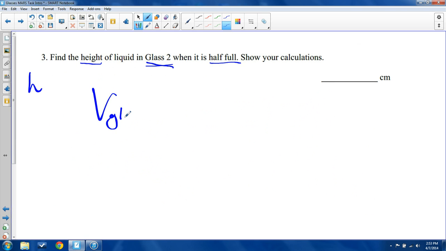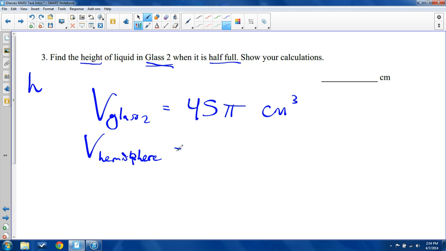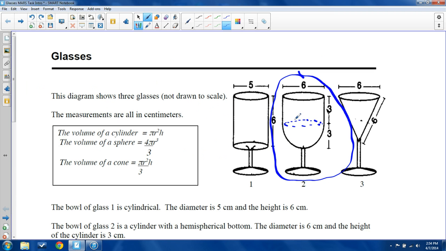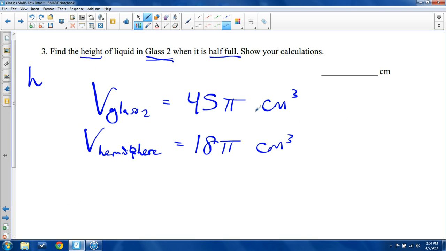So volume of glass 2 was 45 pi cubic centimeters, and volume of the hemisphere, sorry that I have to transfer this over, was 18 pi cubic centimeters. Okay, so the question is, why do we need these things? Well, here's why. We're going to find the height of liquid in glass 2 when it is half full. That means we need to find out how tall the liquid goes when I've gotten exactly half the volume inside this liquid glass. Now, this liquid glass can hold 45 pi cubic centimeters.